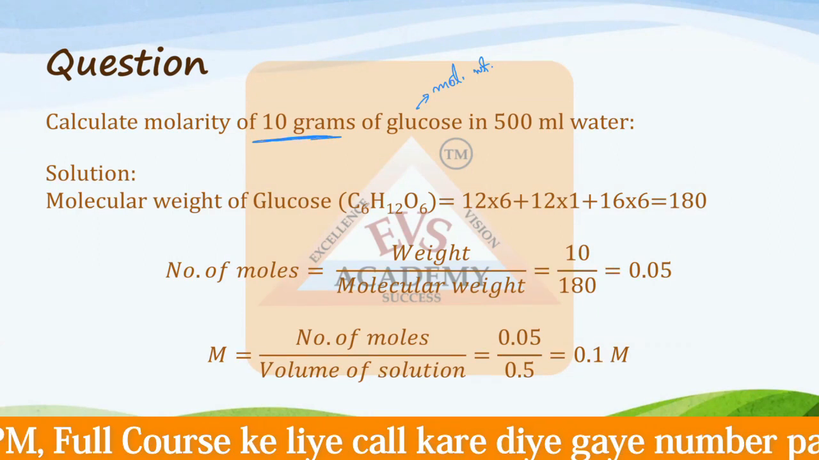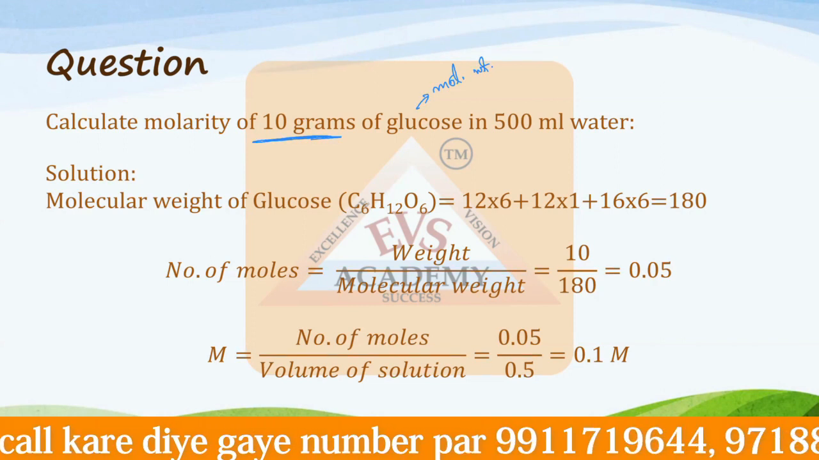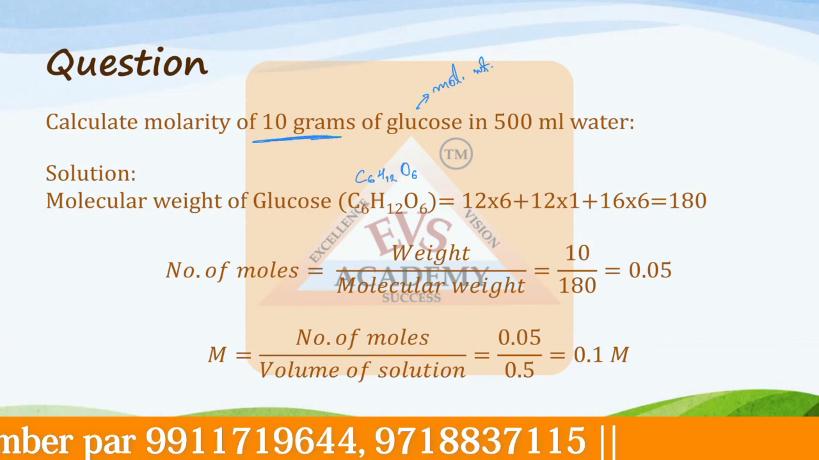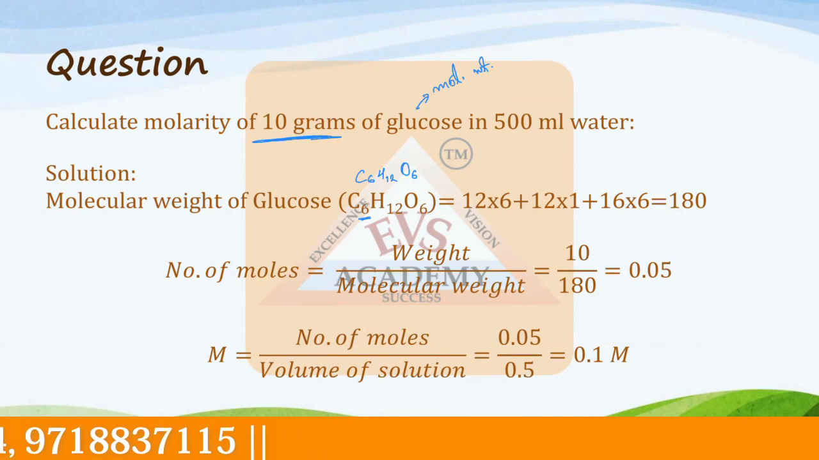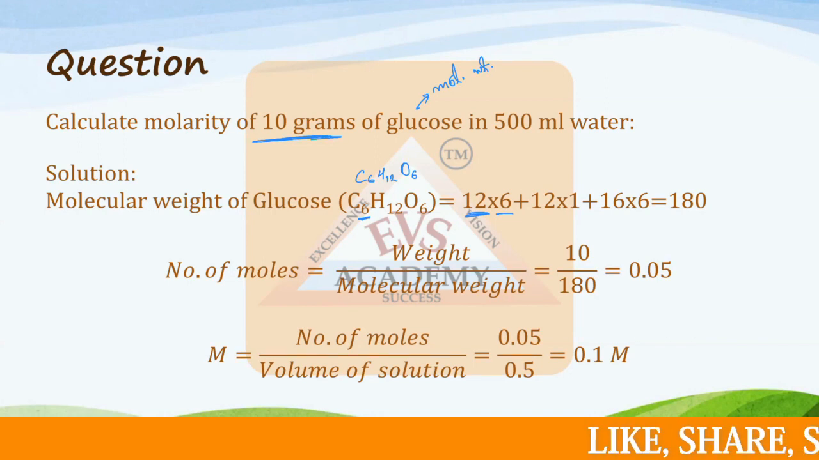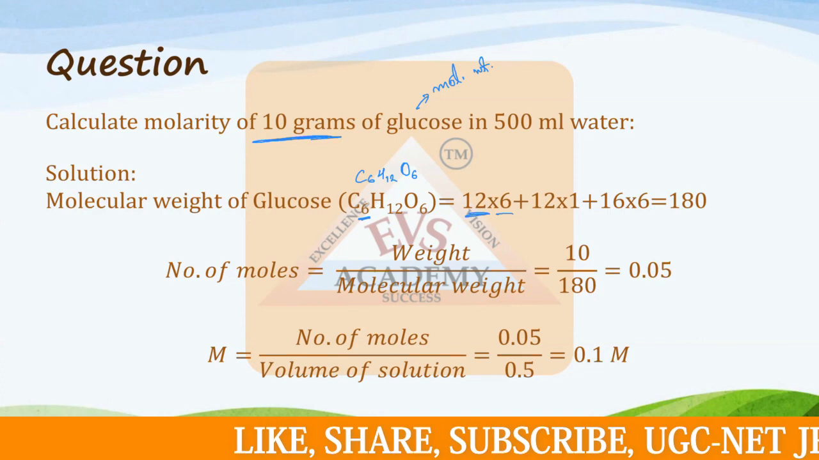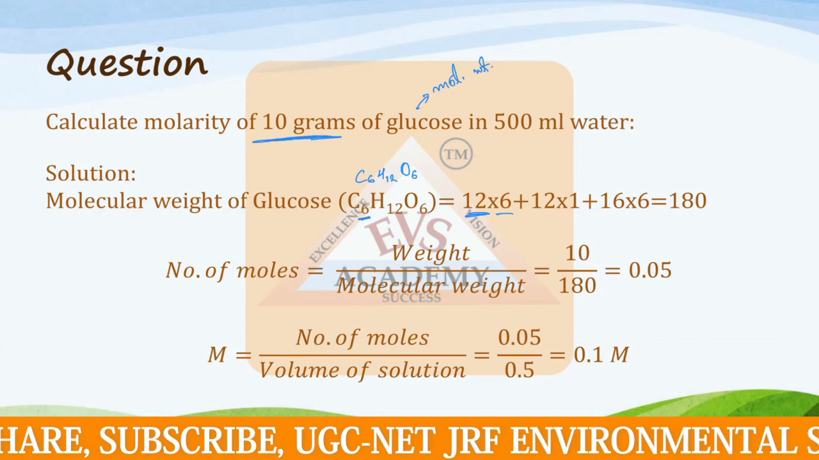So what is the formula of glucose? The glucose formula you can see here. It is C6H12O6. This is known as glucose. So let's calculate the molecular weight of glucose. Six carbons are present here, so 6 multiplied by 12. 12 is the atomic weight of carbon, as we have seen previously in the examples as well. 12 gram is the weight of the carbon.